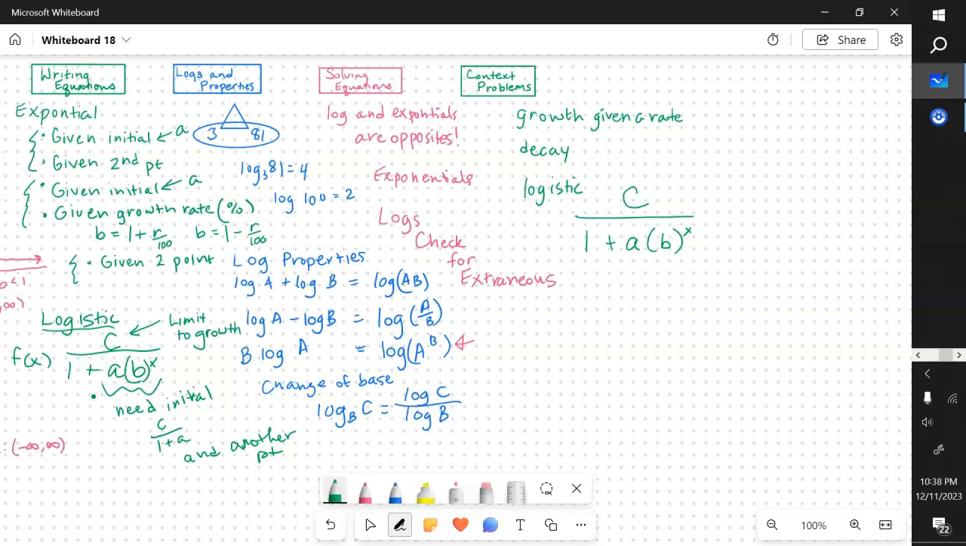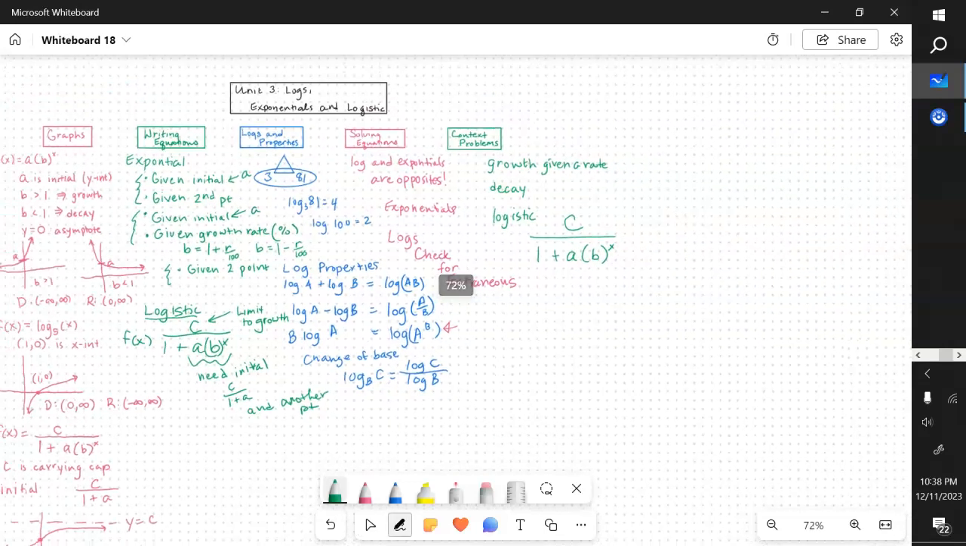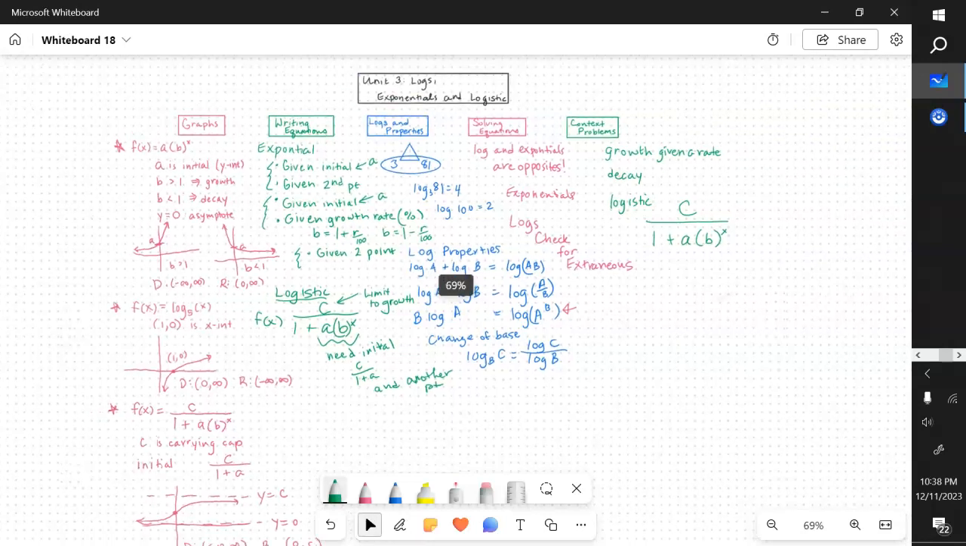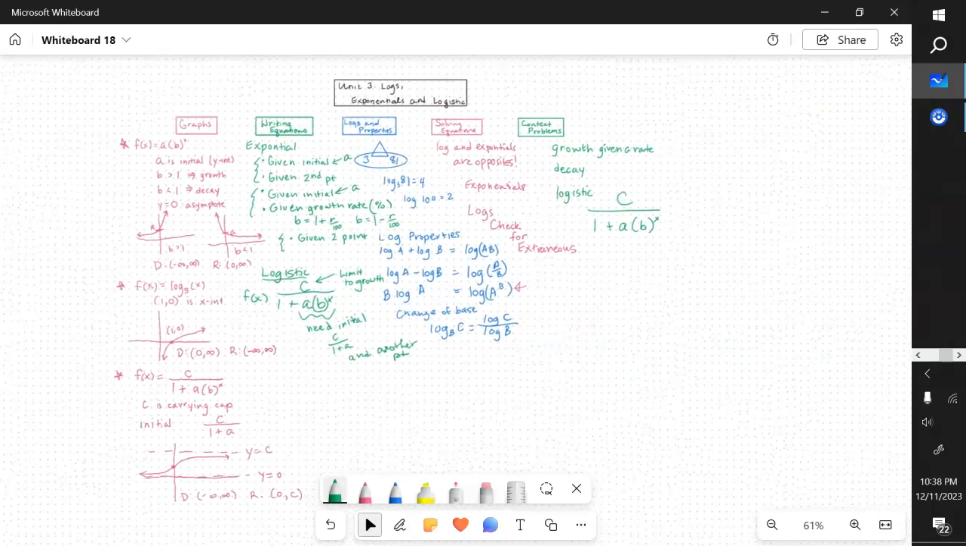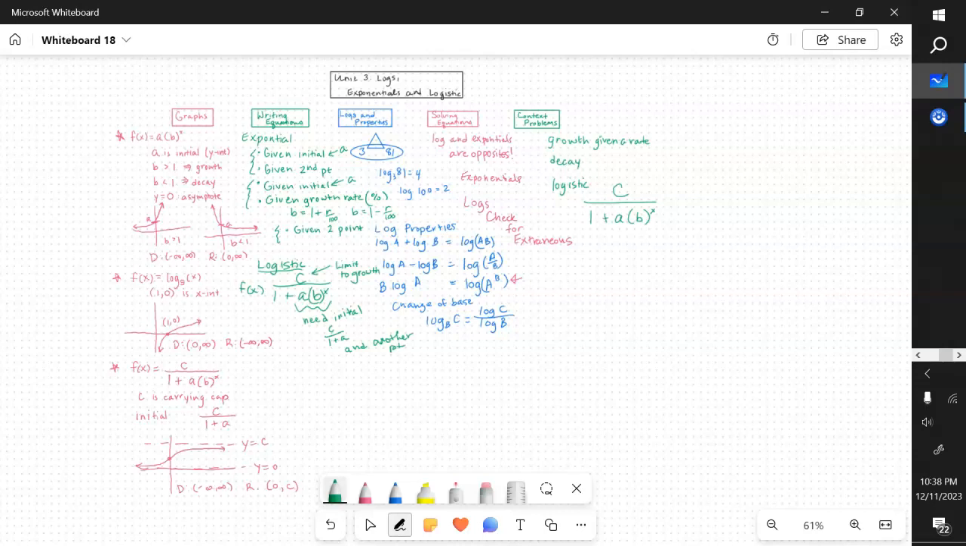All right. So this is a big overview of what you need to prepare for the Unit 3 test. This is not the entire Unit 3. If you need to go back, you can go over your notes for a specific question.